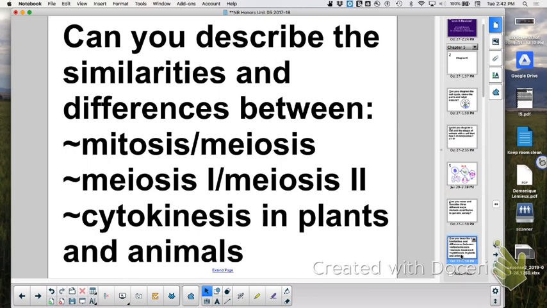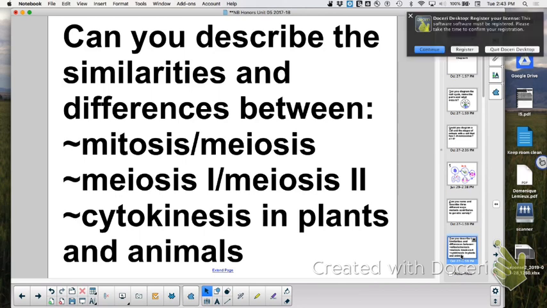Okay, differences between meiosis 1 and meiosis 2. Yes? So is a homologous pair like 4 chromosomes? A homologous pair is a pair, 2. Keep in mind, I have 23 pairs in each of my cells. I have chromosome 1 from mom, chromosome 1 from dad, my parental units. Chromosome 2 from mom, chromosome 2 from dad. So I have 23 pairs.